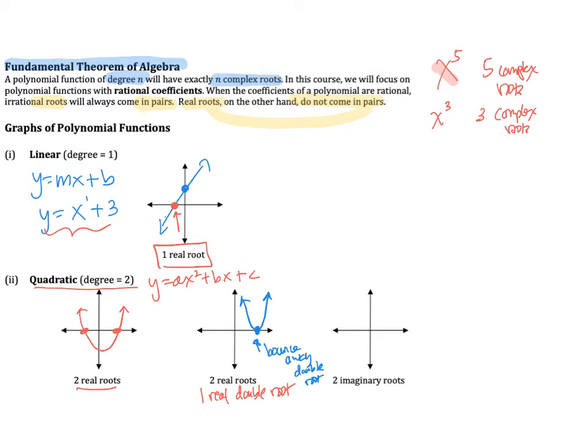What if we have imaginary roots? Imaginary roots means the graph is never going to cross the x-axis. That could be your vertex is above the x-axis and it's opening upward, or the vertex is below the x-axis and it's opening downward. It would never cross the x-axis, so instead you would have 2 imaginary roots.